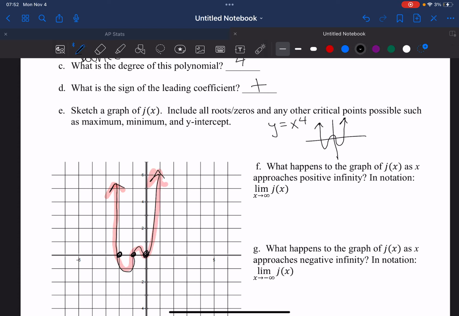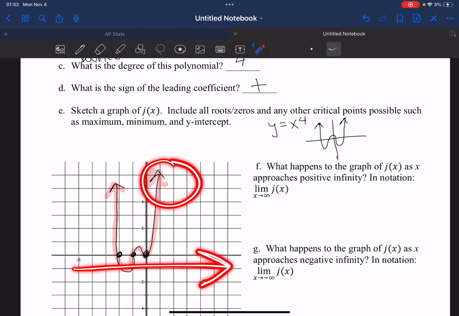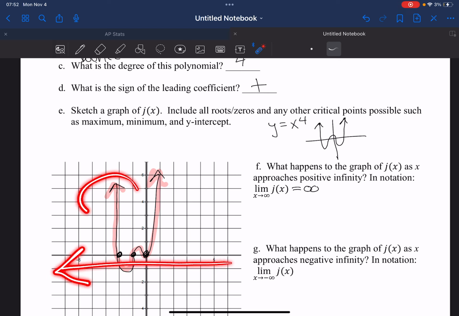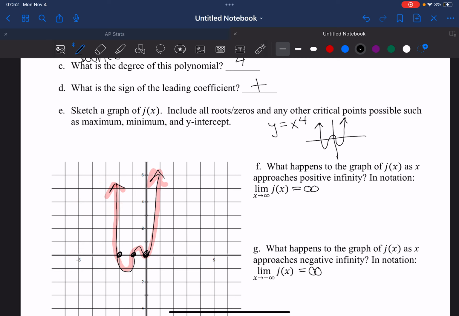Okay, this one says, what is happening to the graph as x approaches positive infinity? So as it's going to the right, my endpoint here is going up, so that means it's approaching positive infinity. What is happening when it's approaching negative infinity? As x goes towards negative infinity, I look at the corresponding endpoint, which is going up, which means that it's also going to positive infinity. And this makes sense because our endpoints are going in the same direction, which means as x approaches infinity or negative infinity, they're both going to be the same number because they're going in the same direction.